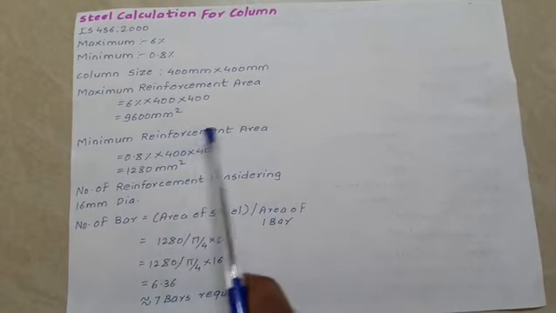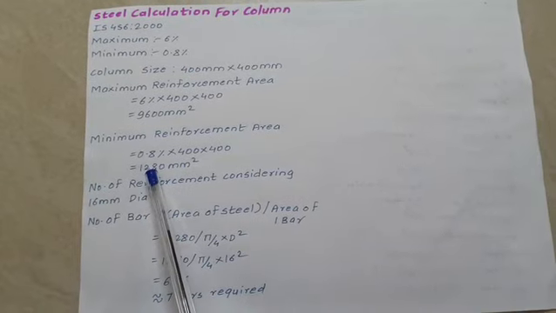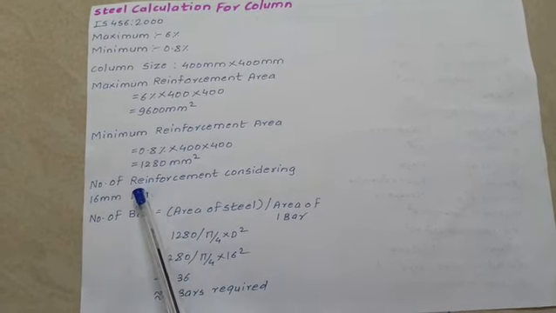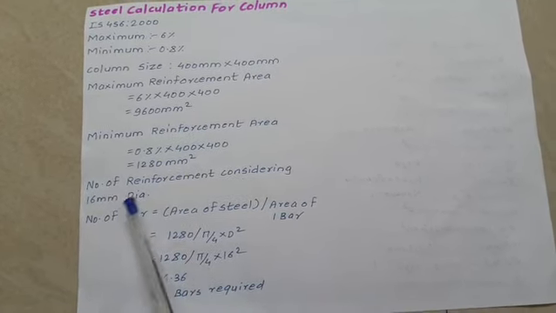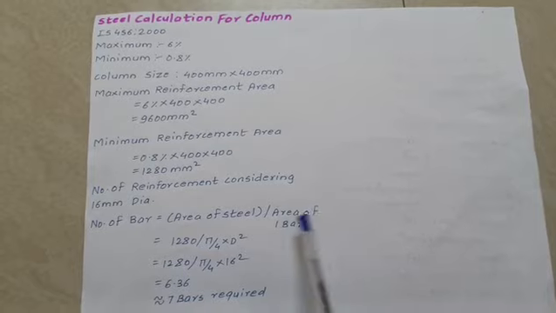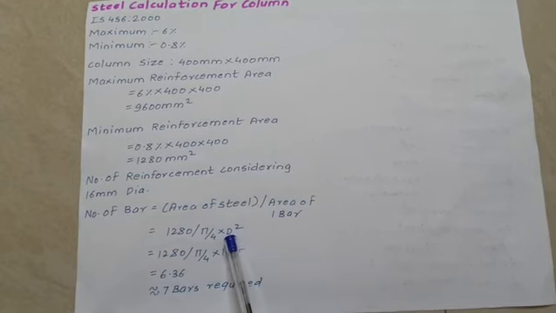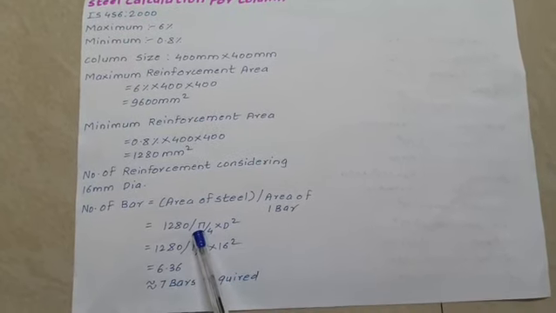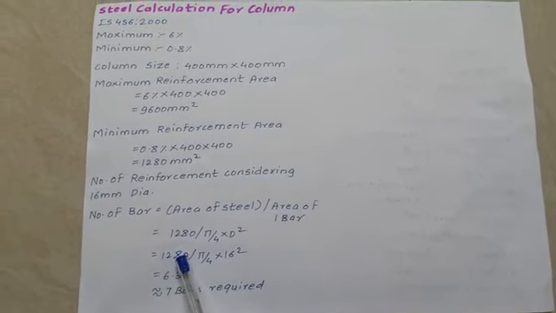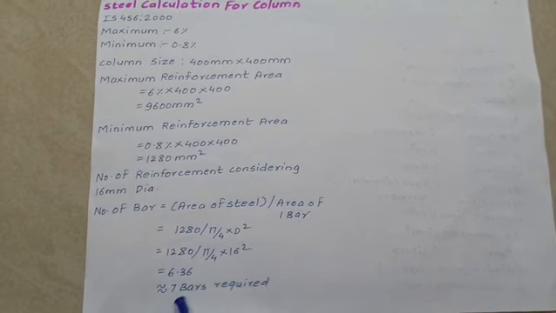Then calculate the minimum reinforcement area, which is equal to 0.8% into 400, which is equal to 1280 mm square. Number of reinforcement, considering 16 mm diameter. Number of bars is equal to area of steel upon area of one bar, which is equal to 1280 upon pi by 4 into d square. D means diameter of bar and pi is a constant. Pi value will be considered as 3.14. So 1280 upon pi by 4 into 16 square is 6.36. Approximately 7 bars required.